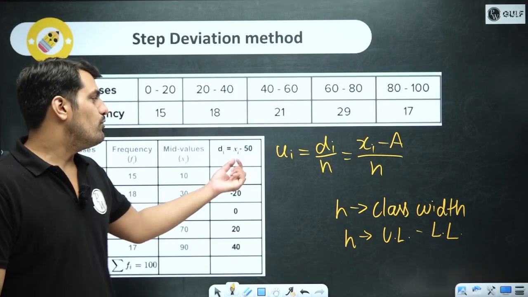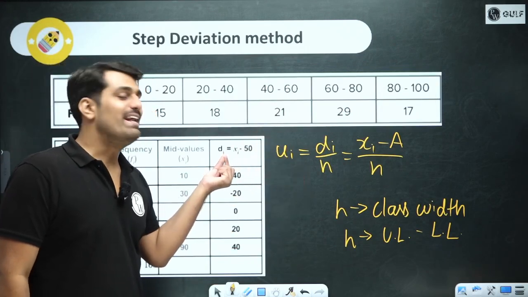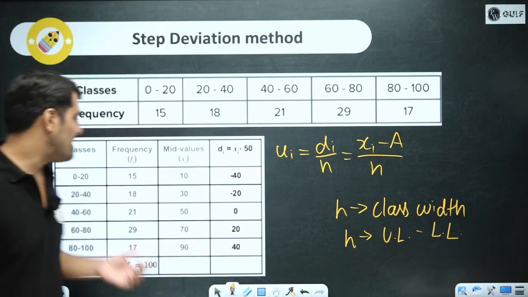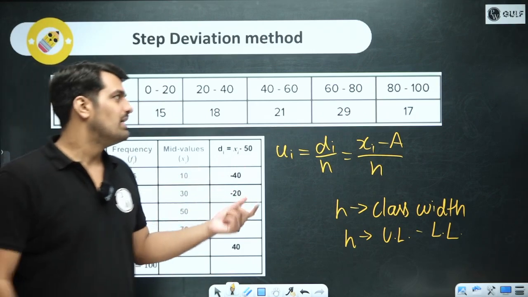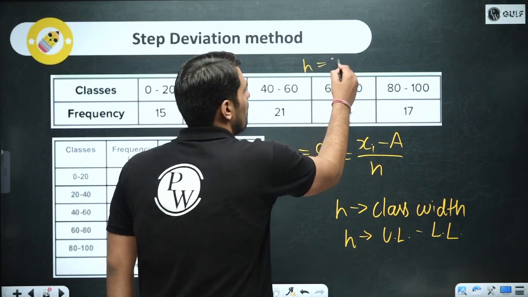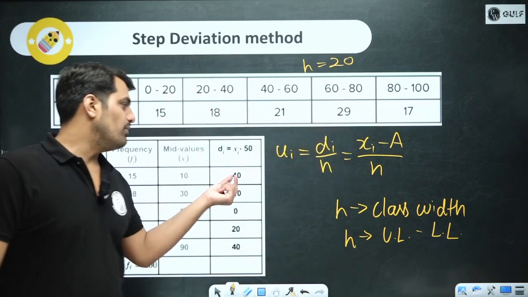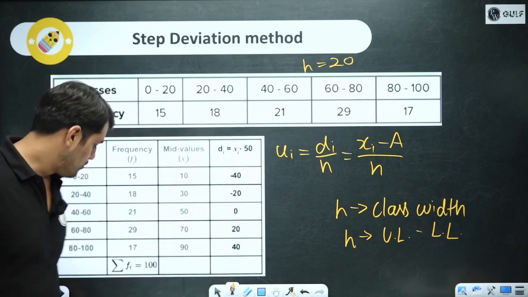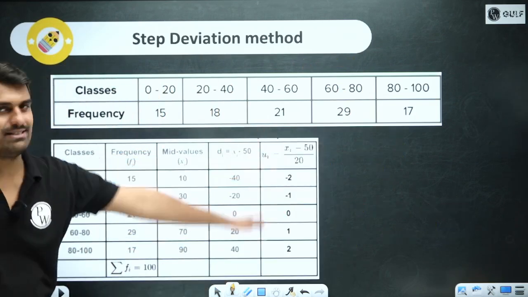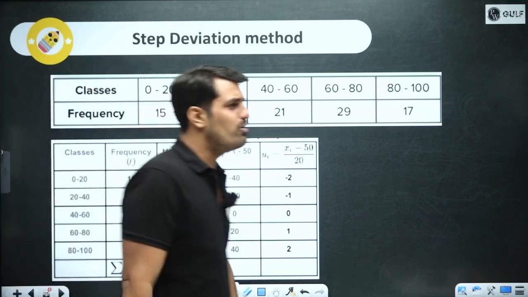Yeah, this is it. So now we can think about the ui. We will be adding a new column ui, which will be just dividing the di with the h value. H value in this case, 20 minus 0, is 20. So 20 is the class width. So h over here is 20. So you can do the division of these values, minus 40 by 20, minus 20 by 20, 0 by 20 and so on. So we'll be coming up with the next column, which is ui, like this. Take a good look at it.